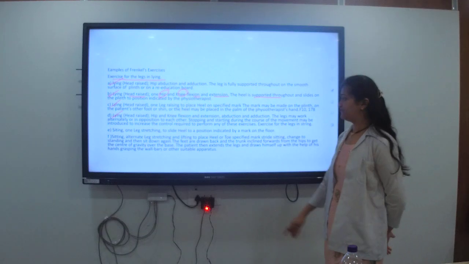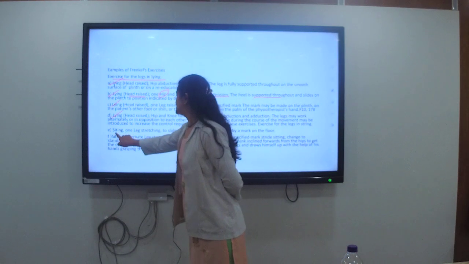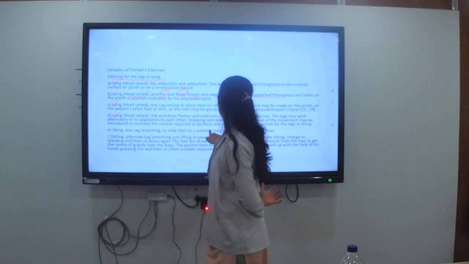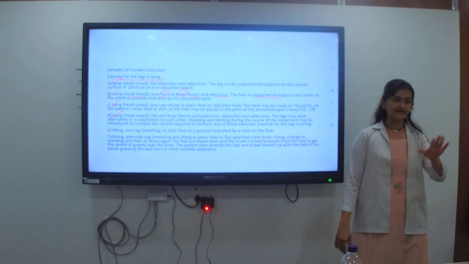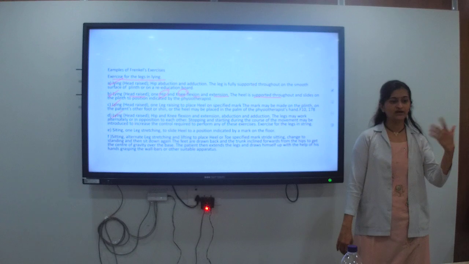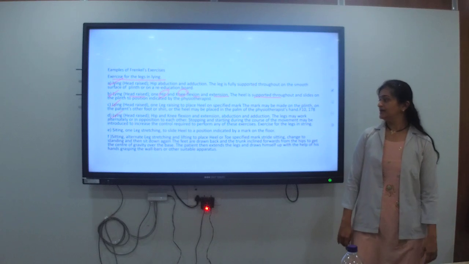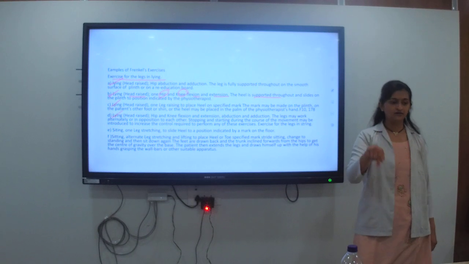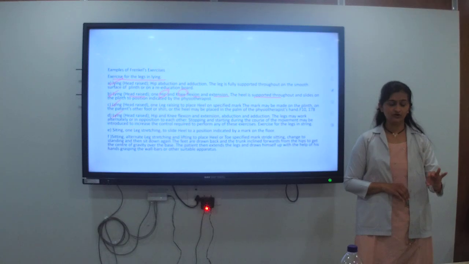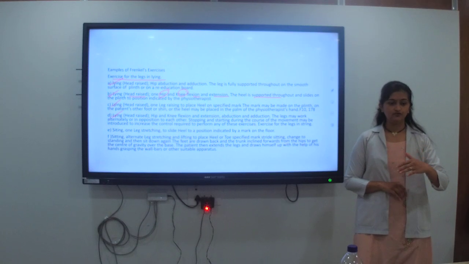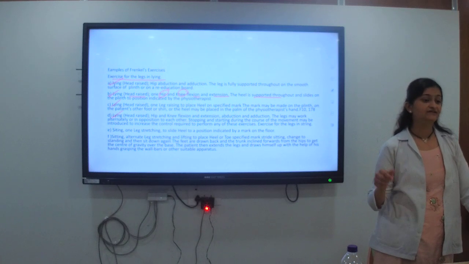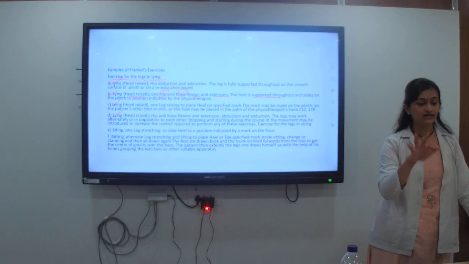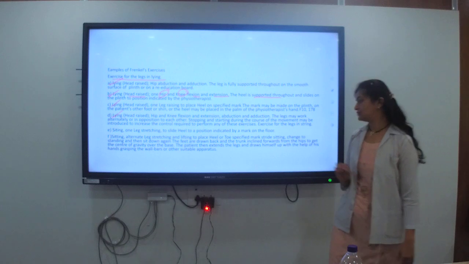Then next we'll see the sitting. This is sitting, one leg stretching to slide into the position indicated by the mark on the floor. Whatever we have done in the spine, that is in sleeping, you can do it in sitting also. So in sitting you have to draw a circle or a certain point on the floor, and we have to just ask the patient to take the finger on that circle or to touch the point wherever you have drawn.